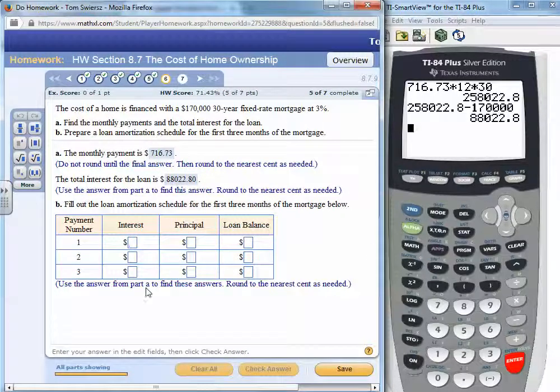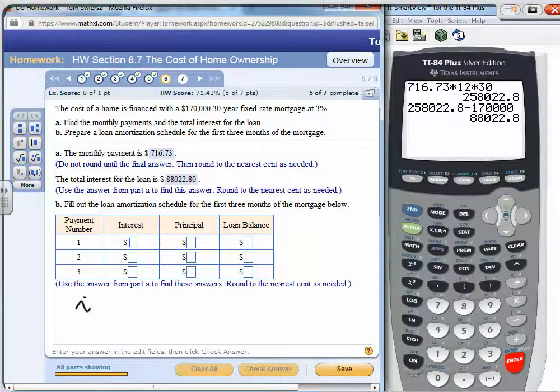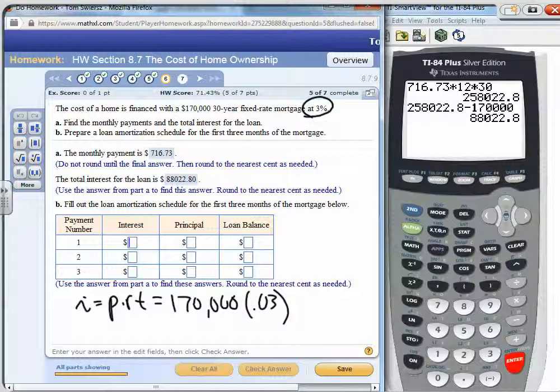Okay, now what we need to do is calculate the amount of interest. Now we've got the amortization schedule. Now what we're going to do is payment number 1. The interest is based on principal. Simple interest is just principal times rate times time. So for the first month, the whole principal is $170,000 times the rate as a decimal, 0.03, times the amount of time, which is 1 month, or 1/12 of a year.